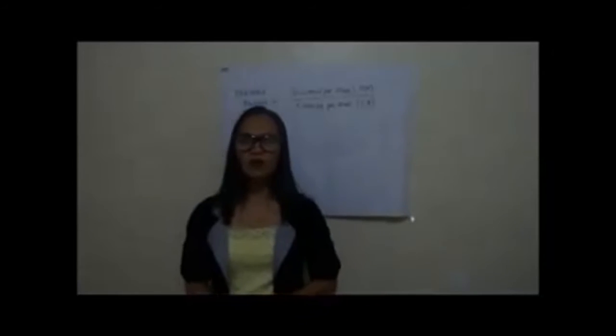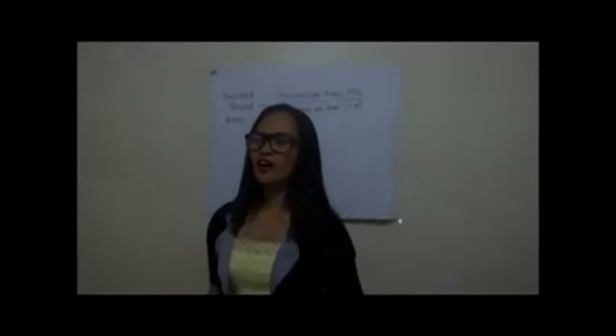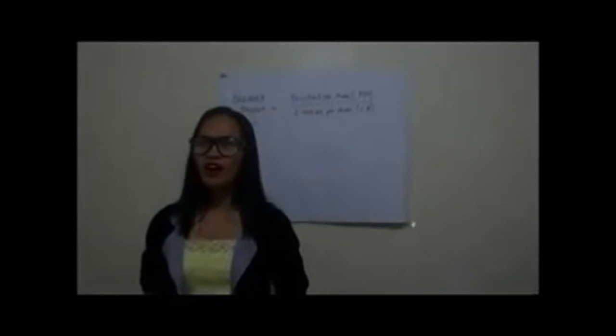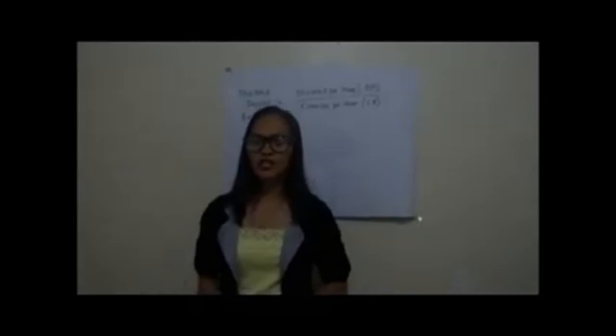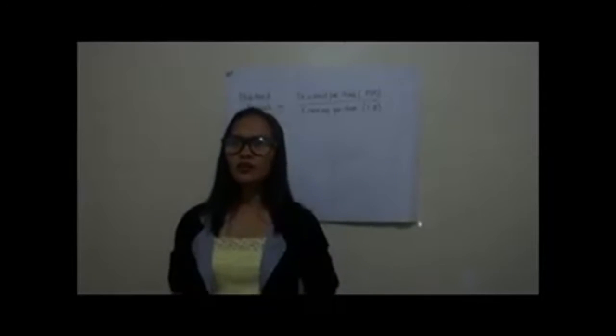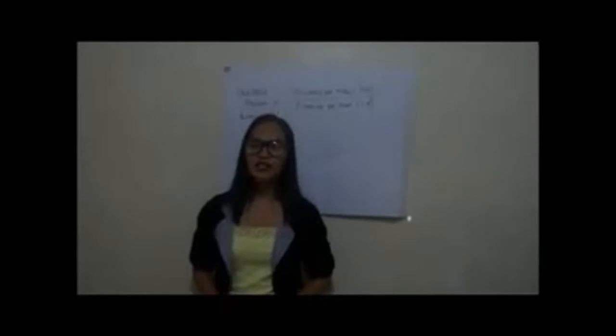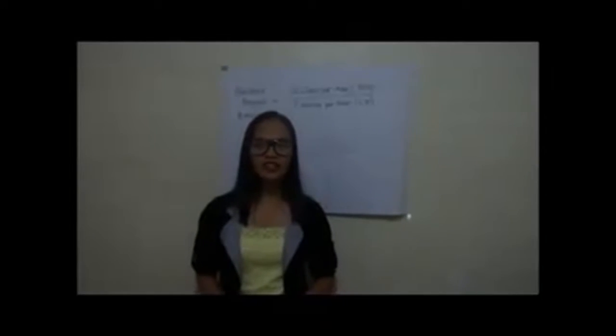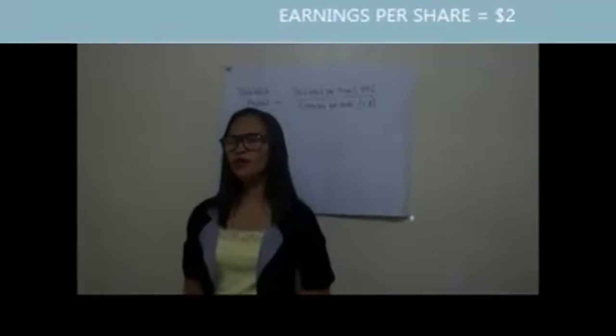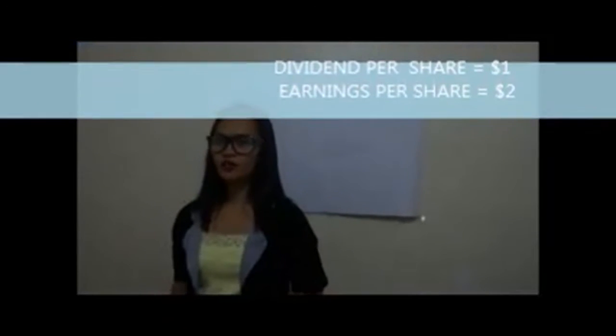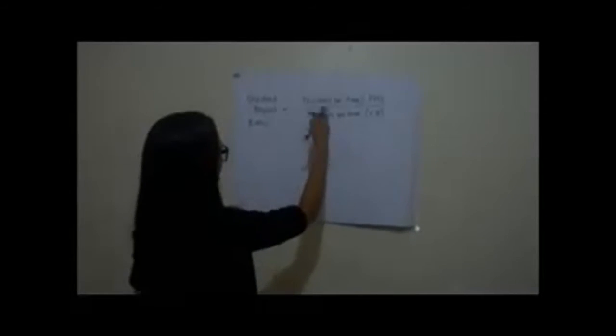For example, you're considering investing in a company that currently has 200 million shares outstanding and would like to examine its most recent dividend payout ratio per share. Assume that this company has reported a dividend per share of $1 and an earnings per share of $2. So our formula is dividend payout ratio is equivalent to dividend per share over earnings per share.